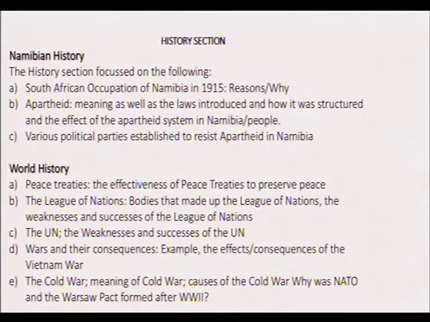The world history section also covers world wars, World War I, World War II, and then obviously the Cold War as well as the Vietnam War. Look at the difference between the Cold War and the Vietnam War. What is the meaning of the word Cold War, and what were the causes of the Cold War? What caused the Cold War? What was the reason, and why were NATO and the Warsaw Pact formed after World War II?